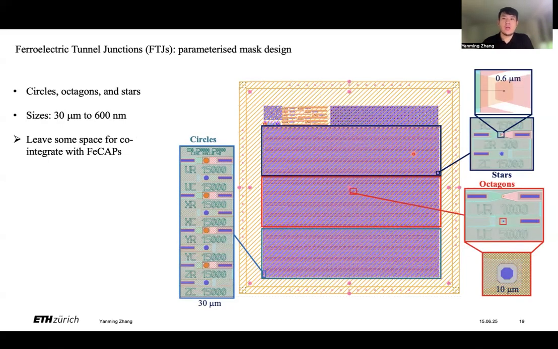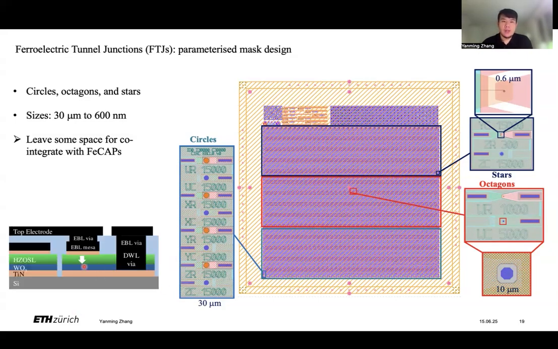To achieve this, we started with a parameterized mask design. Basically, we know how to make ferroelectric tunnel junctions with tungsten oxide, and we know how to process micrometer scale devices, but we have never scaled the FTJs down to submicrometer scale with E-beam process.